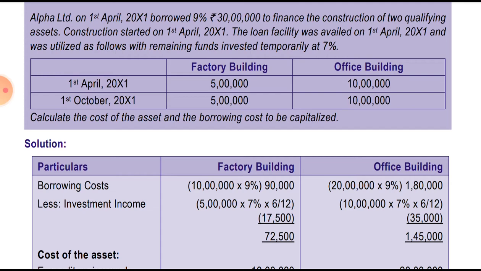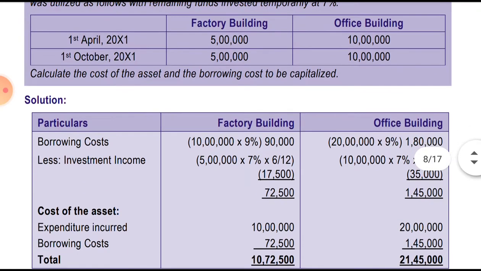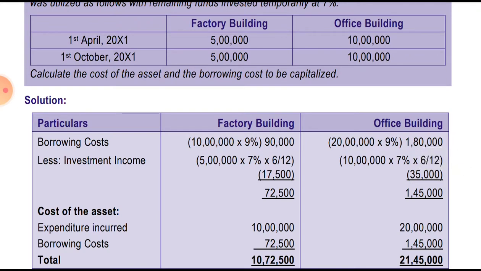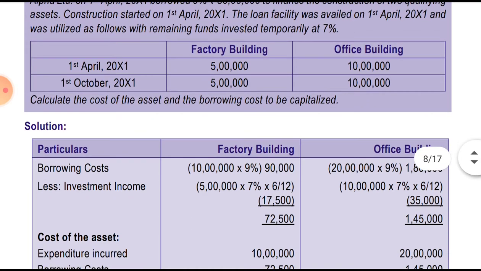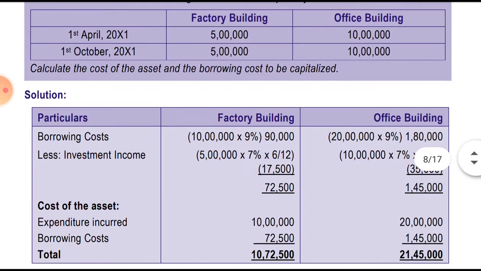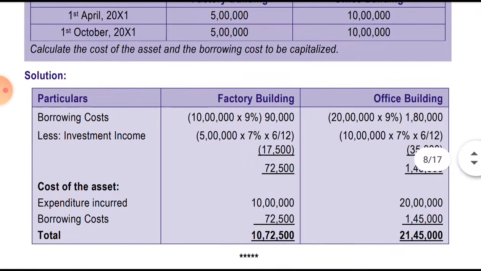And then from that we will deduct the investment income, that is 5 lakh into 7%, and that is for 6 months, 17,500. So 90,000 minus 17,500 will get 72,500. So that 72,500 will be capitalized.